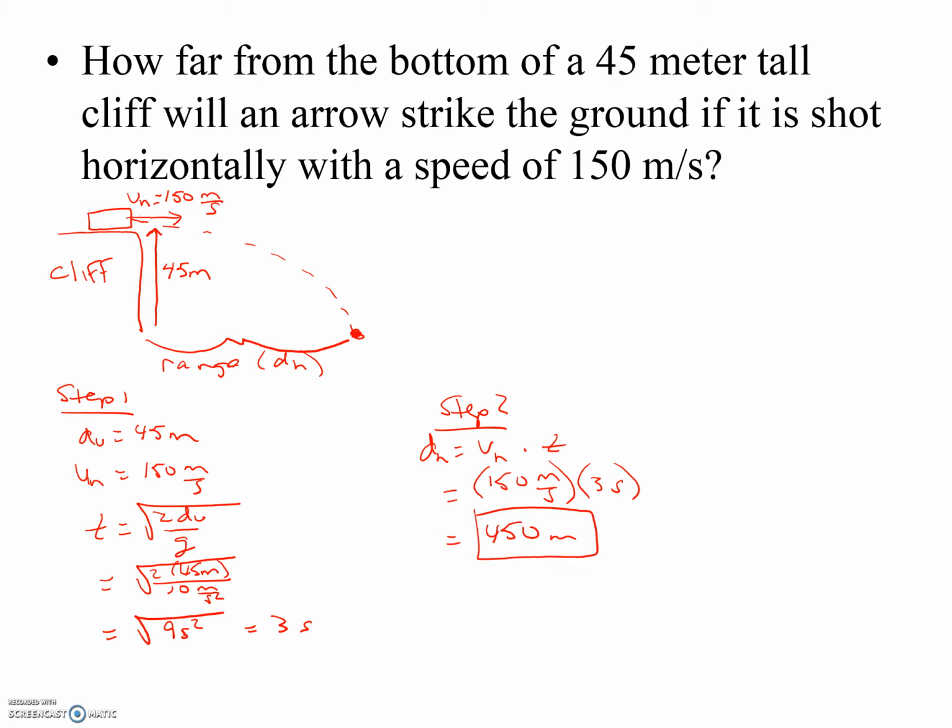That means that if we have a bow and arrow 45 meters above the earth, and we shoot that arrow with a horizontal velocity of 150 meters per second, it will take 3 seconds for that arrow to hit the ground, and the arrow will be 450 meters away from the end of the cliff.